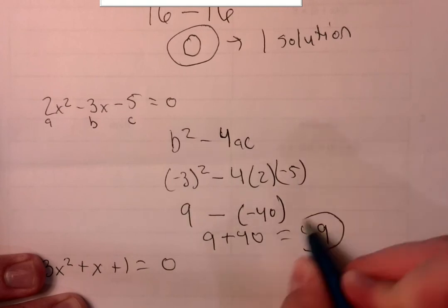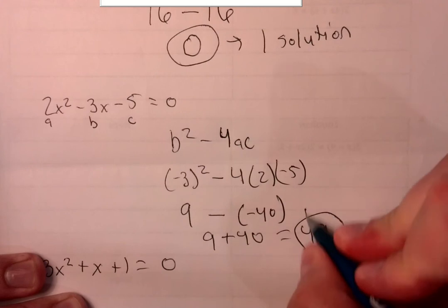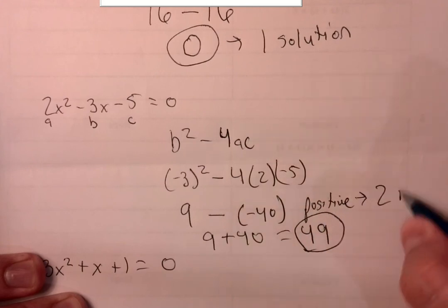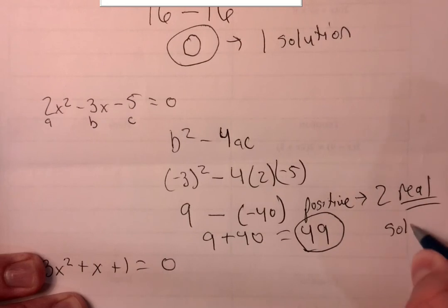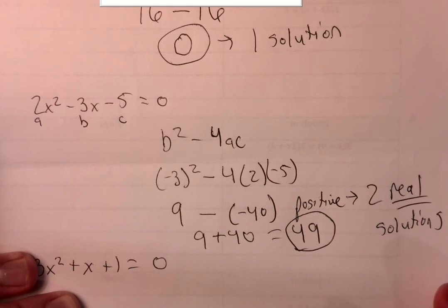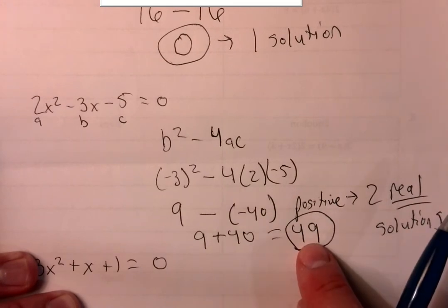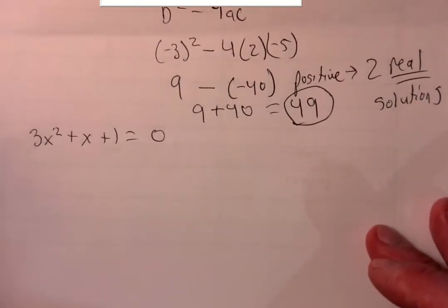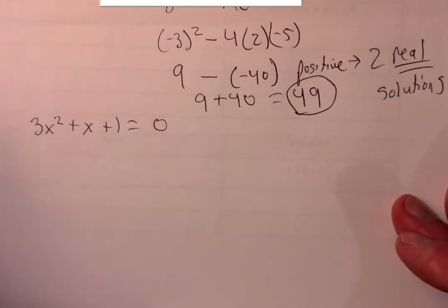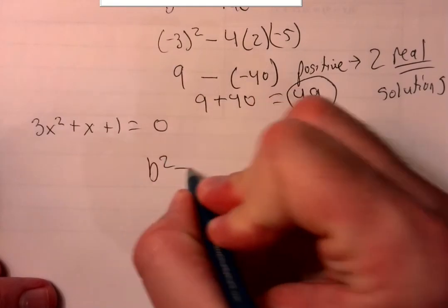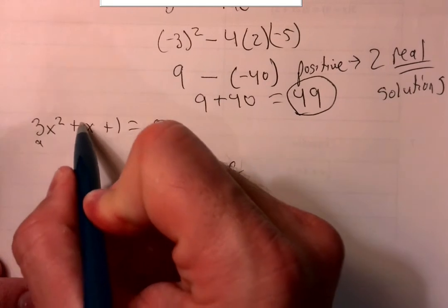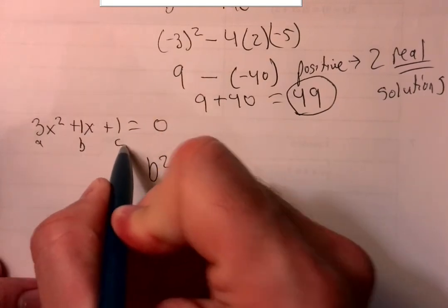Now if my discriminant is positive, so this was 0. If it's positive, then that means I have 2 real solutions. And I stress the real because if the discriminant is negative, that means I have 2 imaginary solutions. So let's look at this one. So again, b squared minus 4ac is the discriminant. This would be a, b would be 1, and c would be 1.